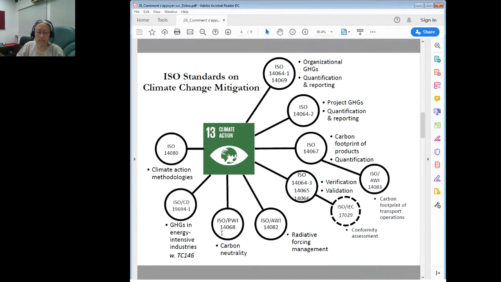And in this last year and this year too, we have some updates for the verification and validation of the accounting. And more recently, we have some development for radiative forcing management as well as on carbon neutrality. We also are participating in developing sector-based standards, for example, carbon footprint of transport, and for GHG in energy-intensive industries.